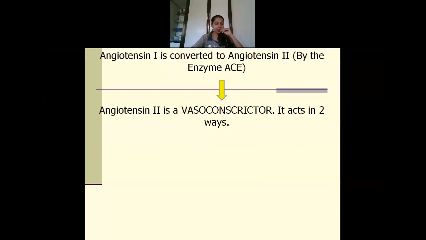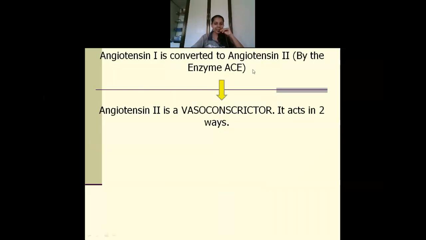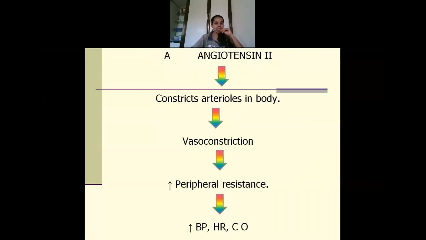Okay. Next, what happens? We have one enzyme, angiotensin converting enzyme, that is ACE. It converts angiotensin 1 to angiotensin 2. Now, angiotensin 2 is a vasoconstrictor. So, what will happen to the BP which has fallen? It has increased, and it has become normal. Now, I already told you two things mainly happen with angiotensin, isn't it?